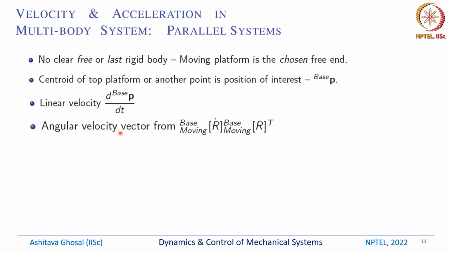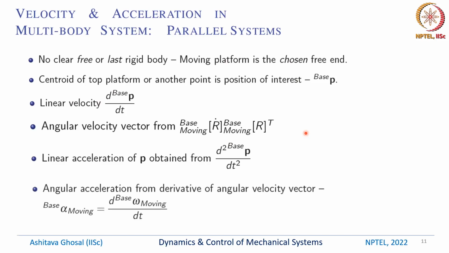The linear velocity of this centroid is nothing but the derivative of this with respect to time. The angular velocity of this moving coordinate system is nothing but r dot r transpose. So this is the space fixed angular velocity vector. The linear acceleration of a point on this moving platform, in particular if it is the centroid, is nothing but the second derivative of this position vector. So we can find the second derivative, and that will be the acceleration of this point.